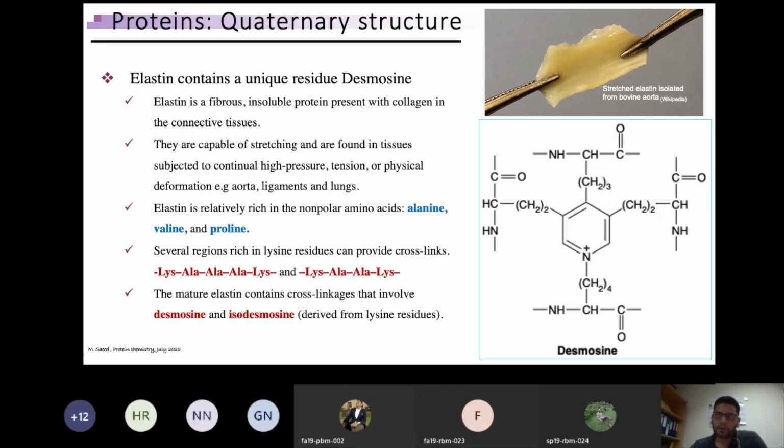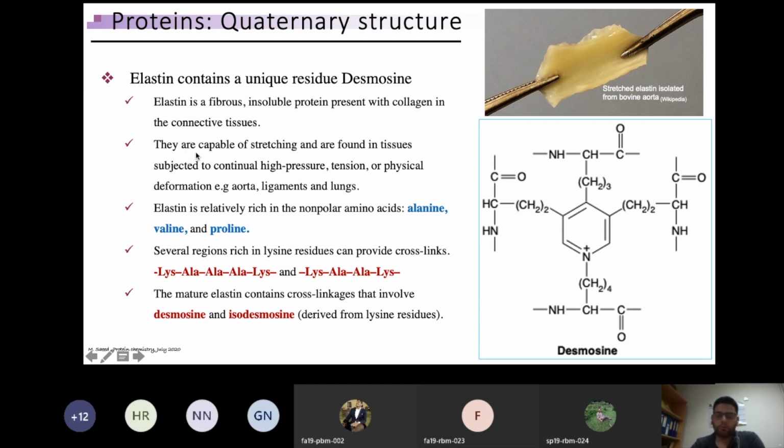Desmosine residues are common in elastin protein, and this elastin protein is frequently present in various connective tissues. It's a fibrous insoluble protein which is not a glycoprotein and is present with collagen in connective tissues. The connective tissues which are rich in elastin protein have a characteristic yellow coloration. Elastin is a highly branched structure, and this highly branched structure is responsible for physiological elasticity of this protein.